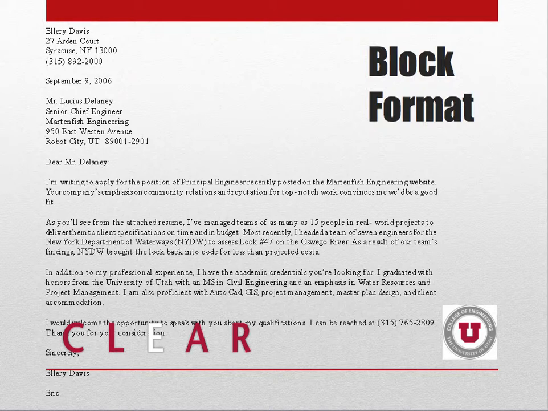Use block format for your cover letter. Don't try to introduce some kind of new or different format. The only alteration you could make to this format would be to use a letterhead stationery or a header with your name and your contact information.